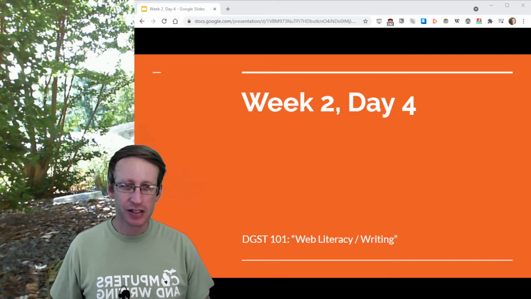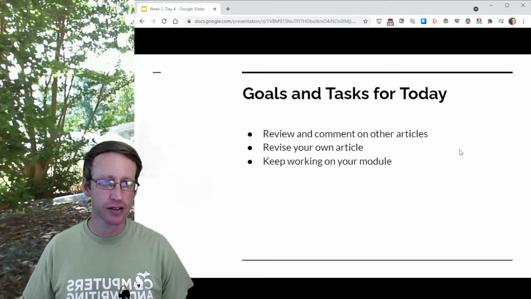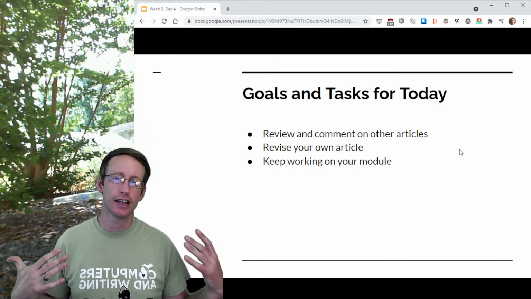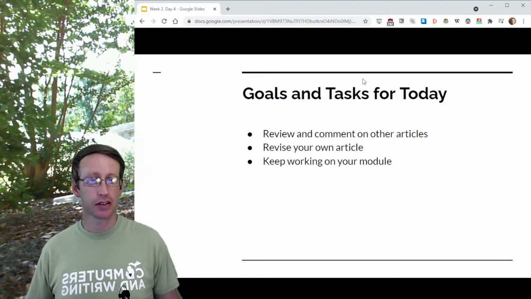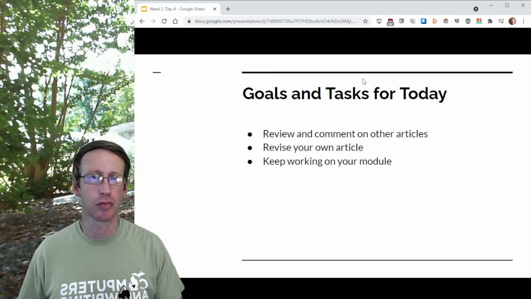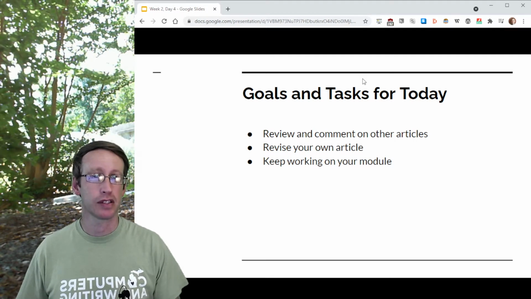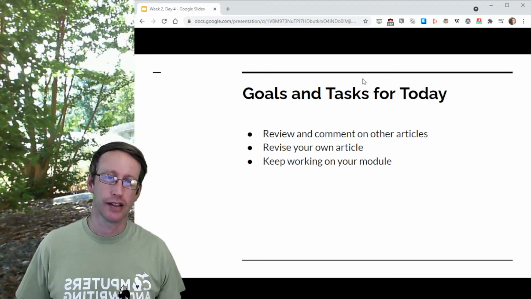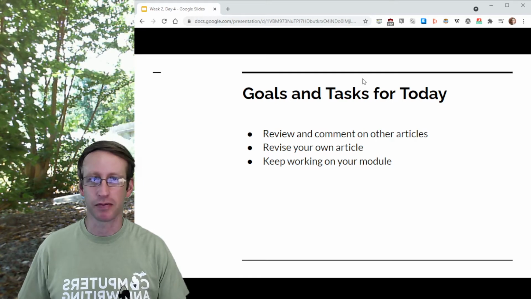All right, so week 2, day 4, and here are your goals and tasks for today. You should be reviewing and commenting on other articles. I want to really emphasize that because I've seen in looking through them that some of them do have lots of comments, some of them have none. So there's an opportunity for you to do this.